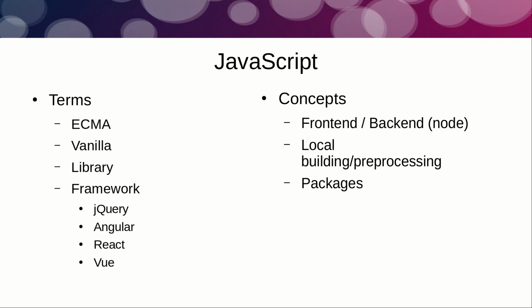If you start working today, anything dubbed ECMA is what you want to go for. Now, the next thing that you will hear a lot is vanilla. Vanilla is an expression that many languages use, and it refers to the absence of any kind of library or framework. What does that mean?